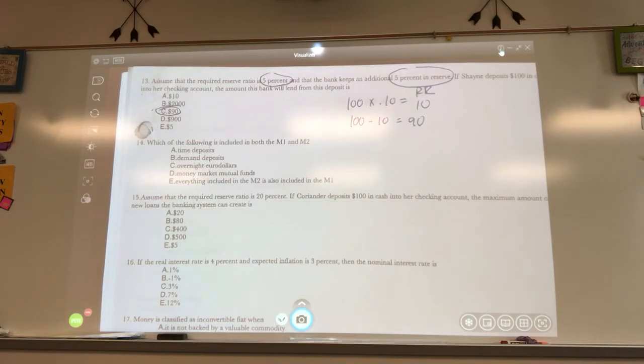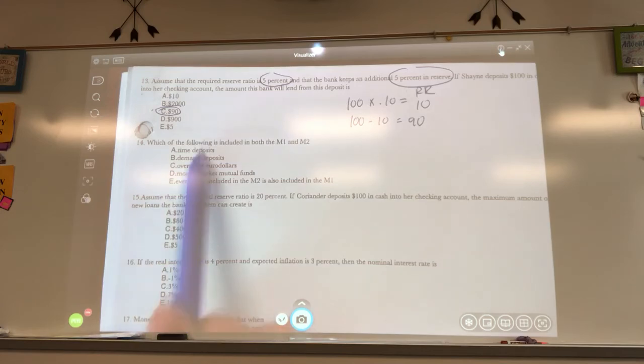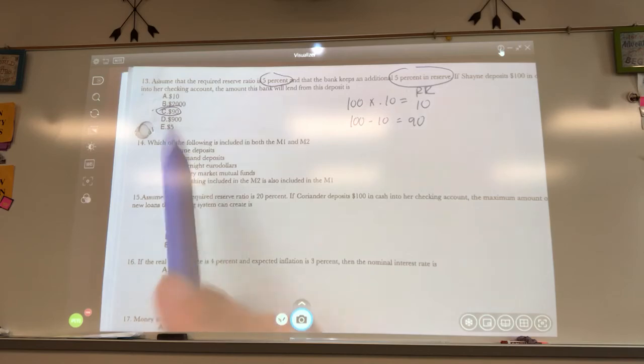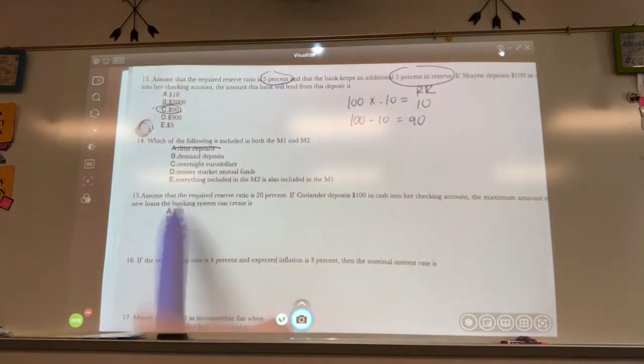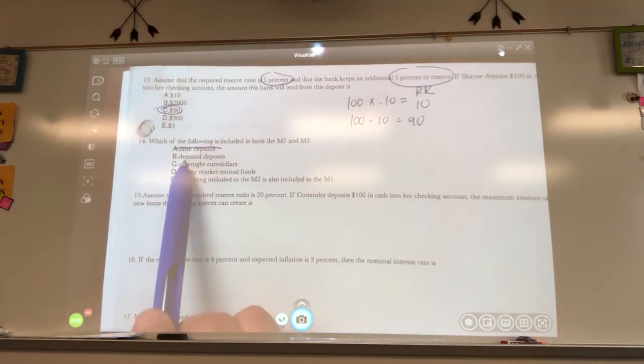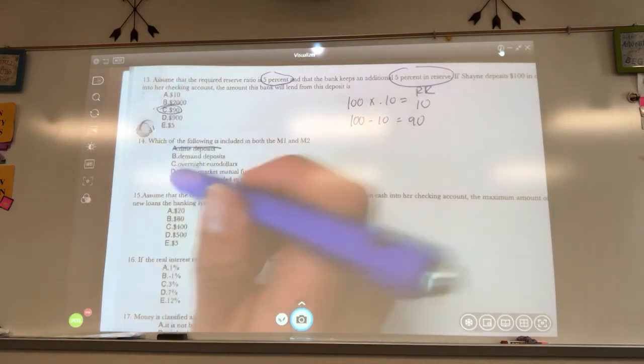Which of the following is included in M1 and M2? Time deposits. Are time deposits in M1? So it has to be in both, right? Are demand deposits in M1 and M2? If it's in M1, is it in M2? Yes, there we go.